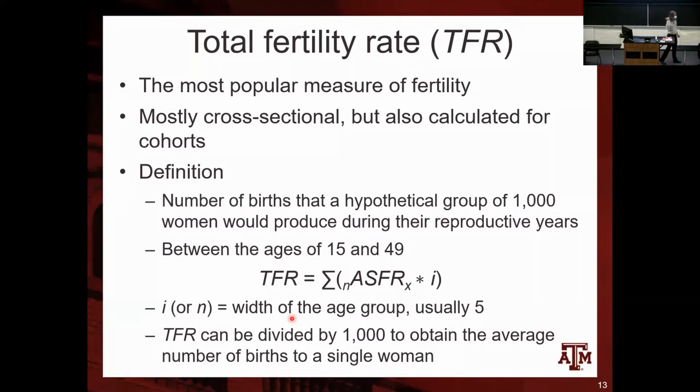And that's one thing that I discussed, I think, in the first set of slides of this course in the semester, right? It is using this period data to create these hypothetical measures of a hypothetical group of people experiencing these rates throughout their lives. In this case, a hypothetical group of women experiencing fertility rates throughout their reproductive ages, 15 to 49.